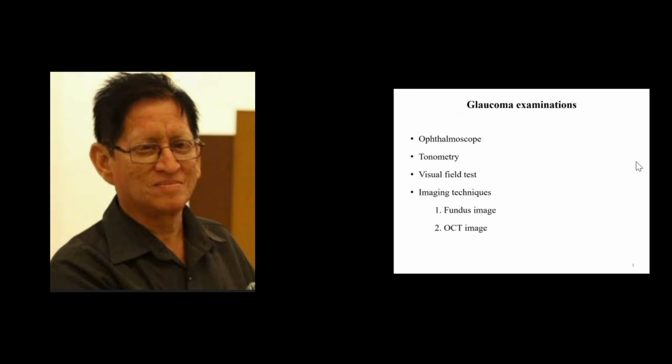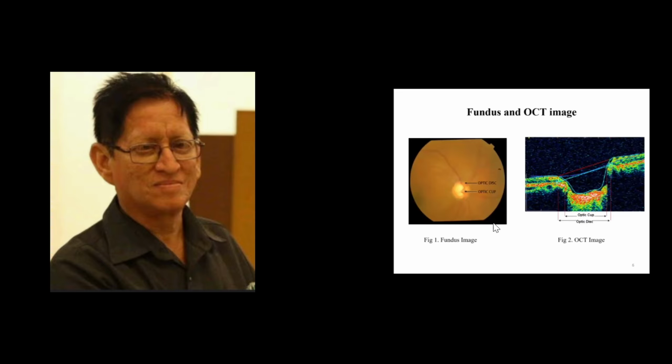This is the examination of glaucoma. First of all, ophthalmoscopy with a lens. Next one is tonometry, then the visual field test. Next one is the imaging technique. The imaging technique consists of two types. One is called fundus image, another one is called OCT image.